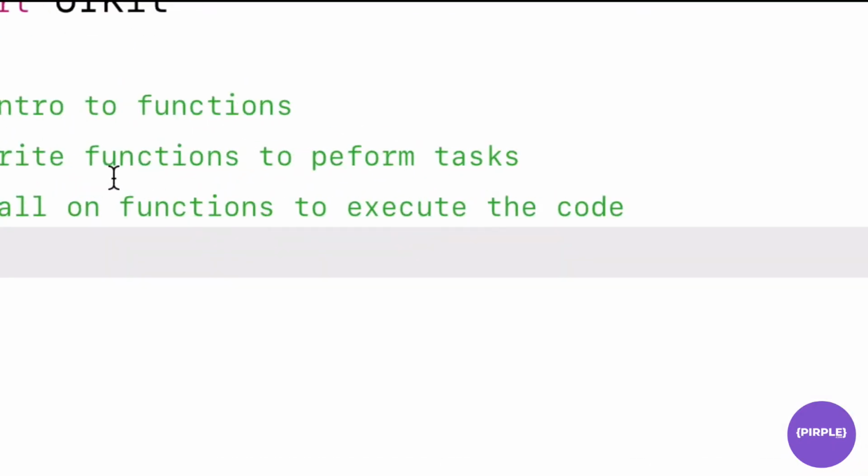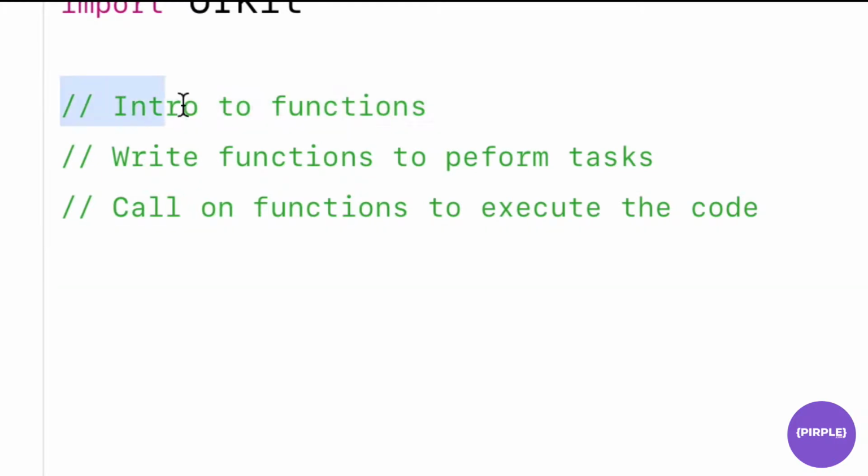As this is the first section, we'll just be starting with a basic intro into functions. So we'll first talk about what exactly functions are and how they're useful to us. Then we'll take a look at how to write some functions to perform tasks, and then how to call on those functions to execute the code written within them.